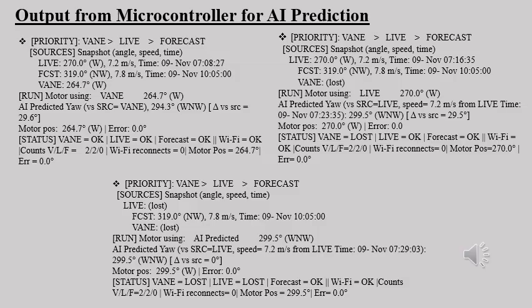So when our wind sources, like the vane and wind data from the nearby weather station, are not available, this system relies on the AI predicted data, and our turbine nacelle follows the AI predicted wind direction.